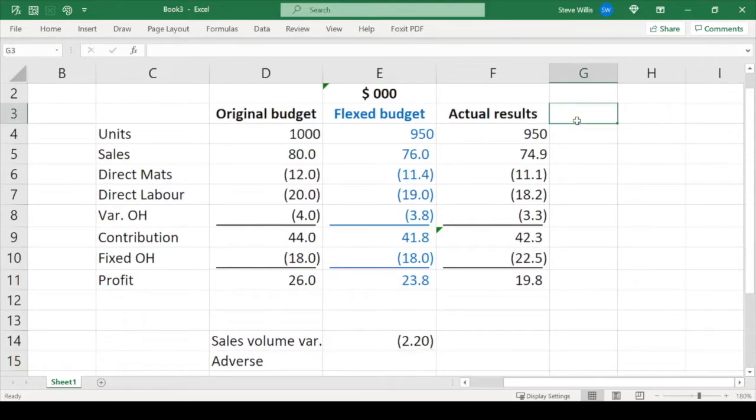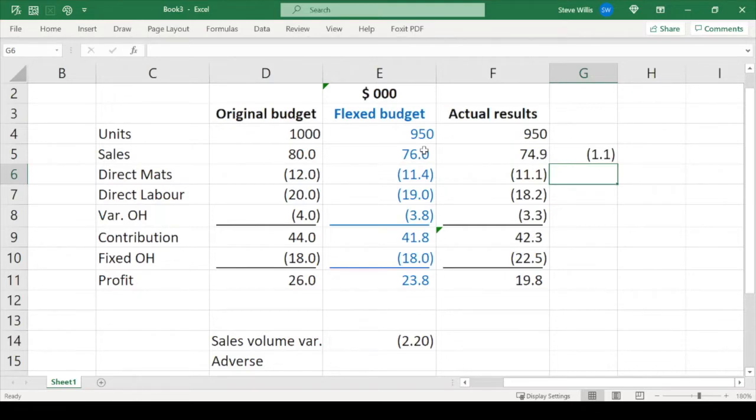Now, the other variances will be a comparison between flexed and actual. So we can do the figures in column G and then the label in column H. When we sell 950 widgets, we should earn revenue of 76,000. We did earn revenue of 74.9. So that's a 1.1 thousand adverse.